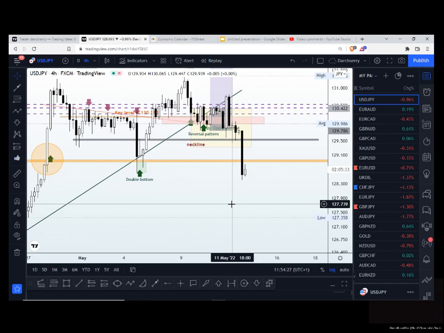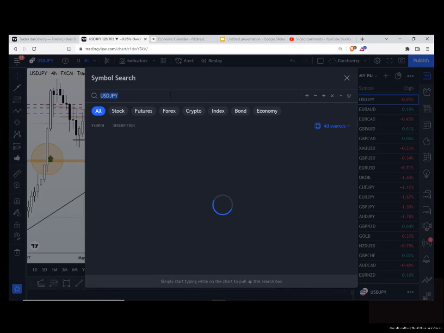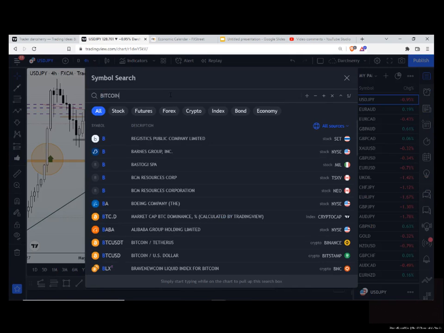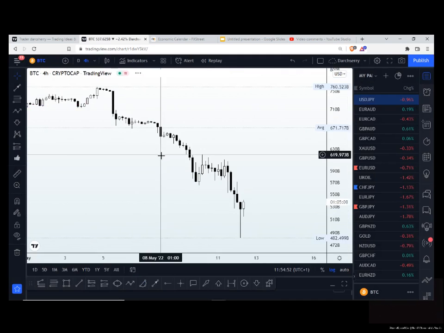So Bitcoin, let's look at Bitcoin together. I think that will be the last pair we'll be looking at for today. So Nisar Khan, I will look at Bitcoin and let's see what we have on Bitcoin. Despite the fact that Bitcoin has been bearish for a while now, everyone is still waiting for that bullish momentum on the Bitcoin.